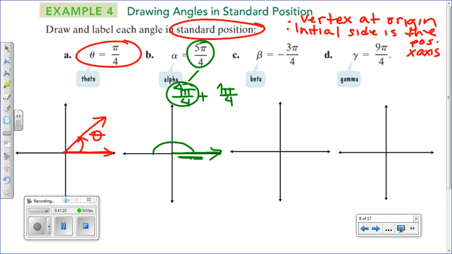And then we still need to go past pi over 4. So it will be right there. So that is alpha.